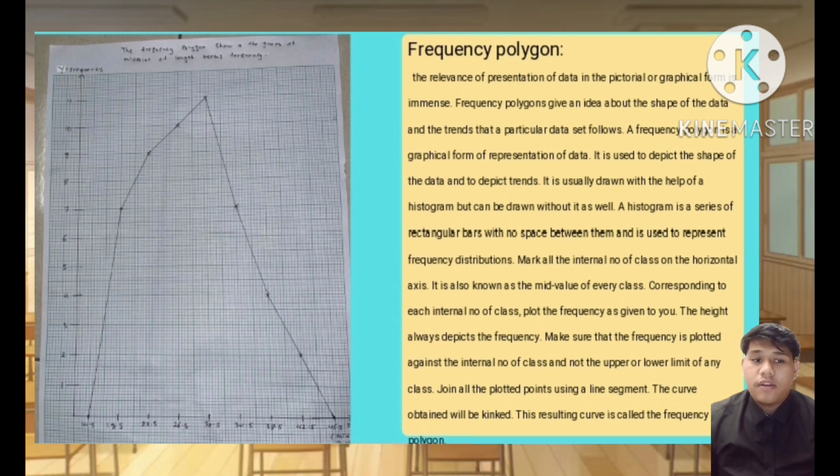Midpoint 34.5, the frequency is 7. Midpoint 38.5, the frequency is 4. And midpoint 42.5, the frequency is 2. And the last midpoint, 46.5, the frequency is 0. The graph is initially upward sloping and then downwards.